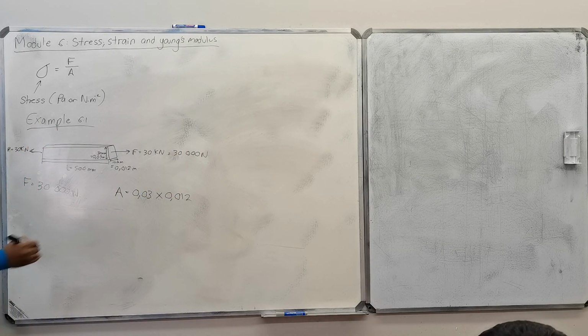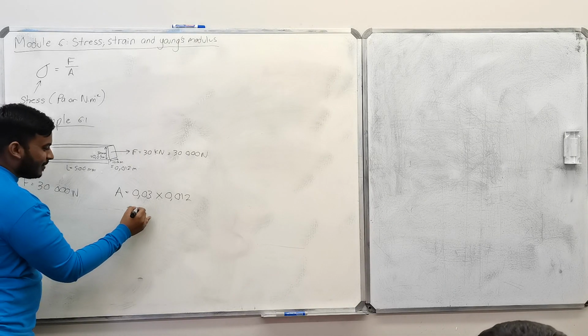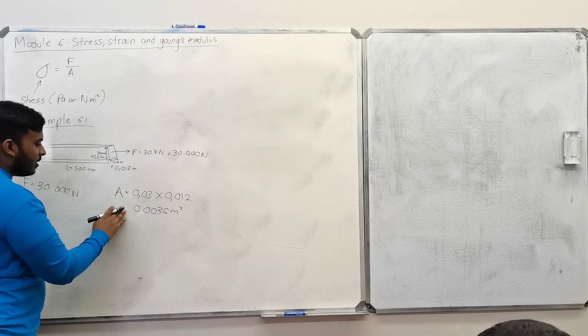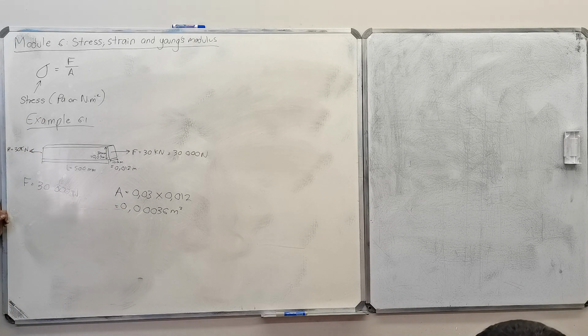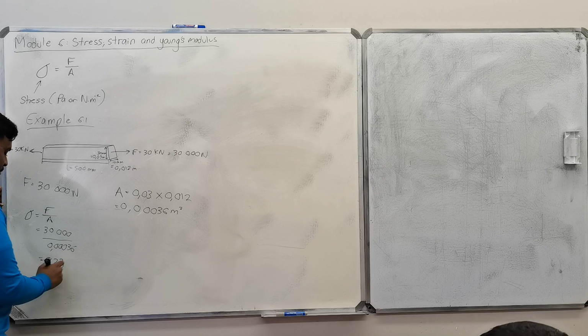You understand? So this here comes out to 0.00036, three zeros after the point, in square meters. Then the formula is stress is equal to force over area, which is equal to 30,000 all over 0.00036, which is 83,333,333.3, with seven threes.